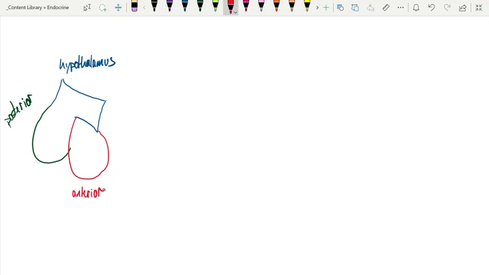Now, I want to make a couple of distinctions. First of all, the hypothalamus, right? This is a physical part of the brain. These are mostly neurons. And remember, the posterior pituitary we call the neurohypophysis. The best way to think about this is that the posterior pituitary is simply an extension of the hypothalamus. There are two hormones released from the posterior pituitary.